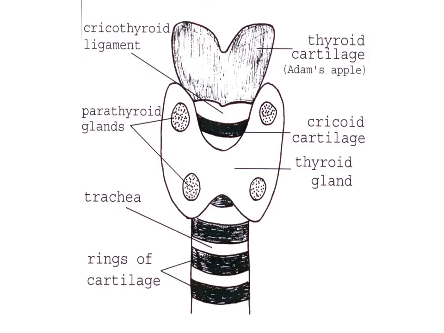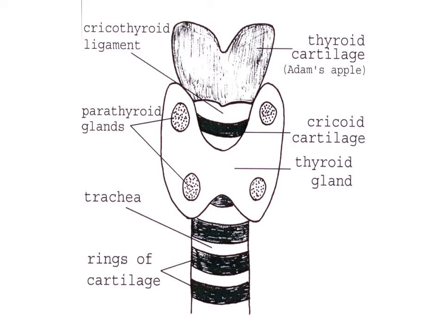Here we see an overview of the anatomy of the neck, and we notice the thyroid cartilage, which is the Adam's apple. And the first ring of cartilage of the trachea is a complete ring of cartilage called the cricoid cartilage. And between the thyroid cartilage and the cricoid cartilage is the cricothyroid ligament.